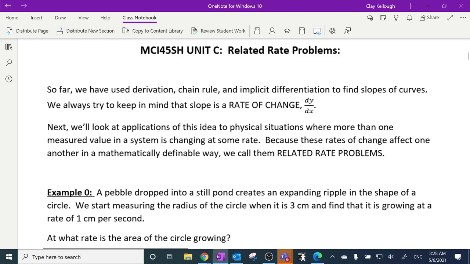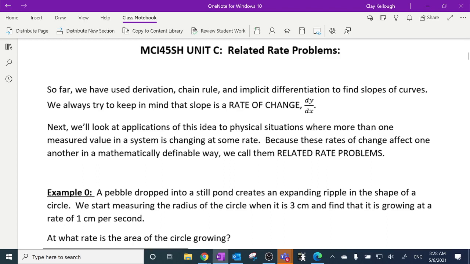The language, of course, that we use now is we say change in y divided by change in x, or derivative of y with respect to x, I guess is the way we kind of say it now. And now, where we're going to go from here is towards some word problems. We're going to look at applications of this idea of rate of change in physical situations where more than one measured value in a system is changing at some rate. And because these rates of change affect one another in a mathematically definable way, we call them related rate problems. These are sort of classic calculus problems.